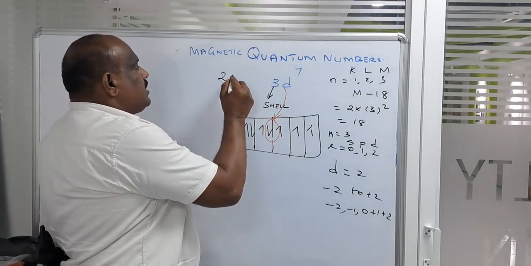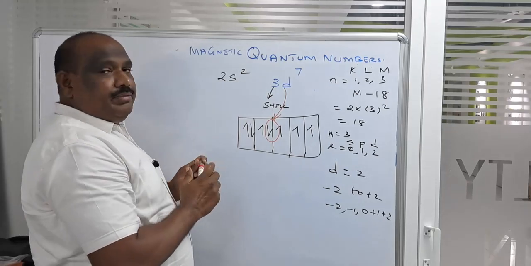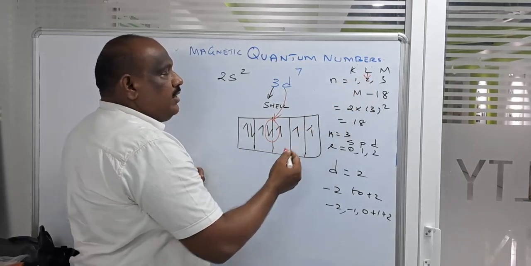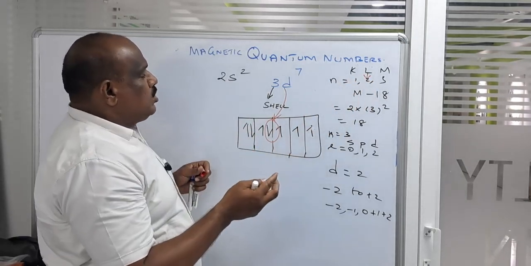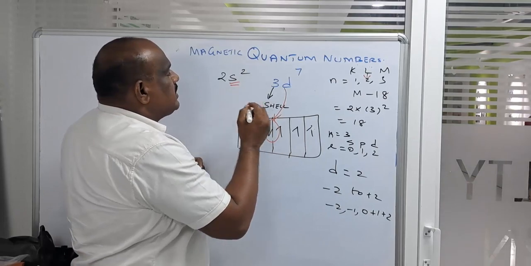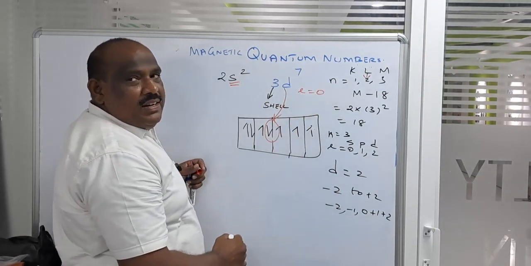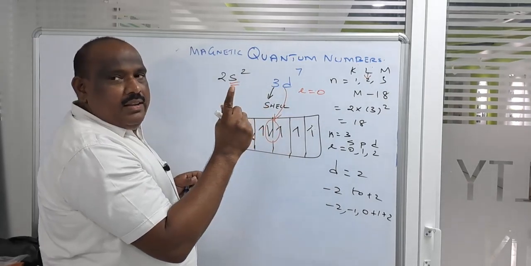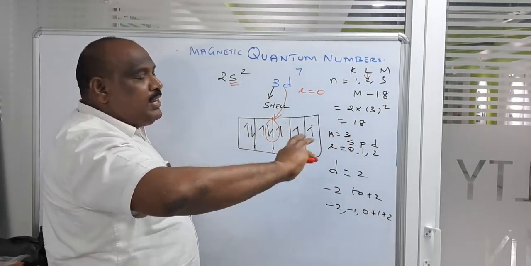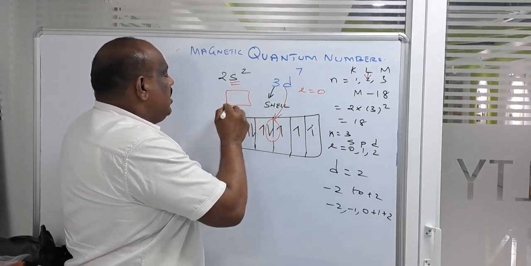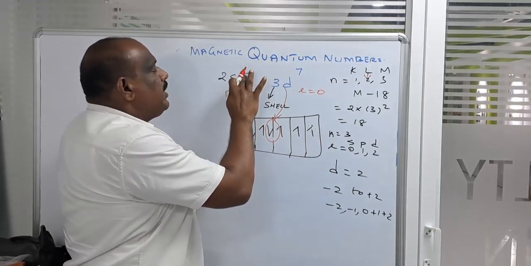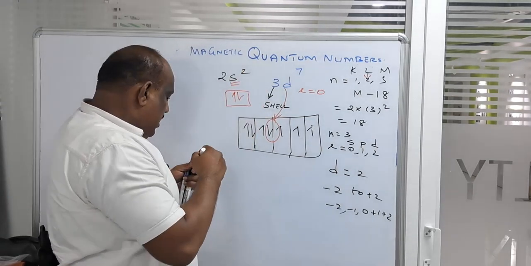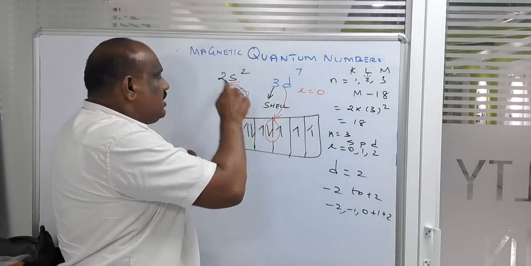If I take 2s2, what does it indicate? n equal to 2 means L shell. Then small l equal to 0. l equal to 0 means there is only one orbital, because minus l to plus l is minus 0 to plus 0. One orbital means how many electrons? 2 electrons, one in the upward direction, one in the downward direction. Now we are able to tell about this electron.